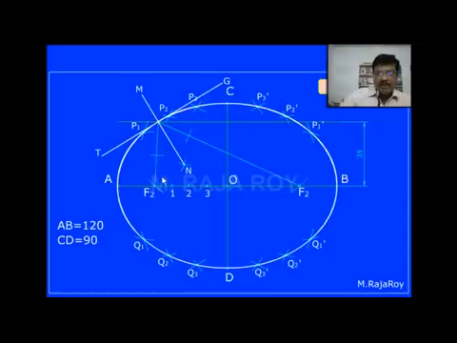Call this point P; the lines are PF1 and PF2. The angular bisector of the angle F1PF2 will become the normal. Then draw a perpendicular to this normal, and you will get the tangent.